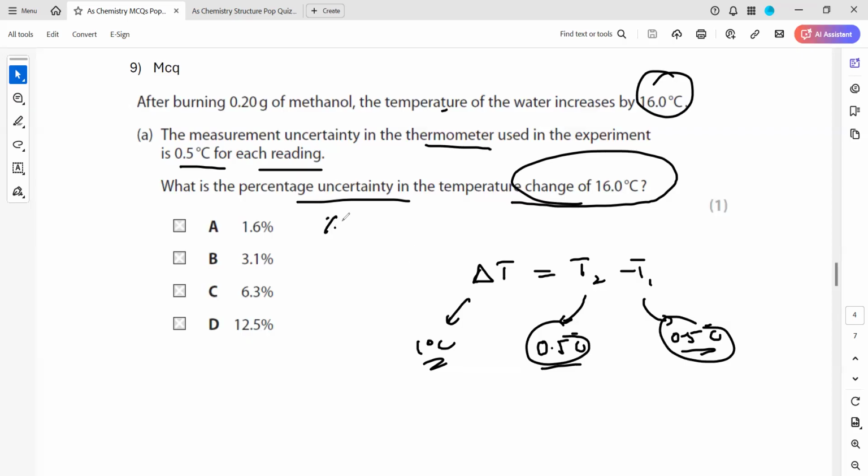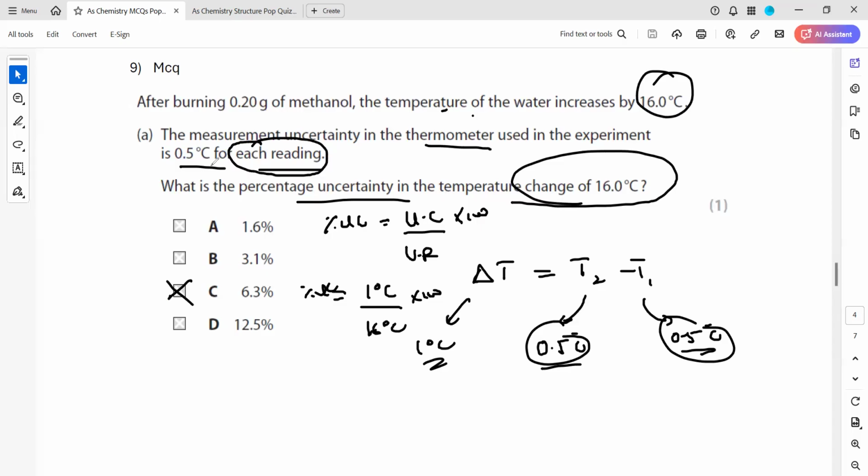So what is the percentage uncertainty? The percentage uncertainty is the absolute uncertainty divided by the value recorded, times 100. So the total uncertainty will be 1 and the value recorded is 16, times 100. What's the answer for the percentage uncertainty? 6.3. So C will be the right answer. So why did it become double? Because each reading had an uncertainty of 0.5, so the total uncertainty in the temperature change will be 1 degree.